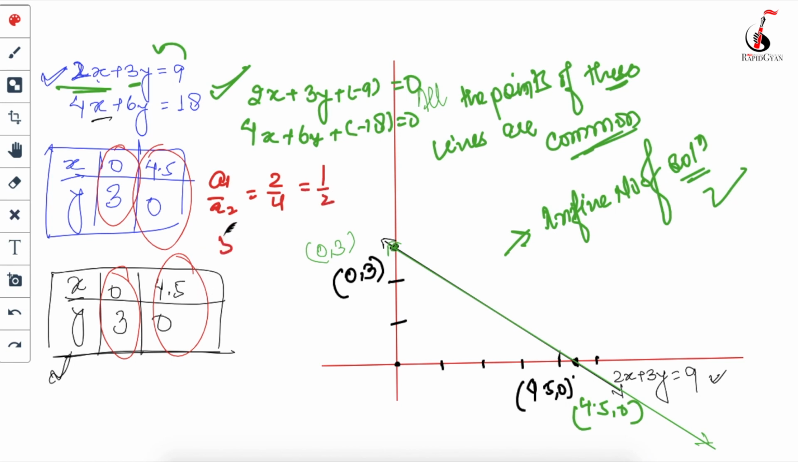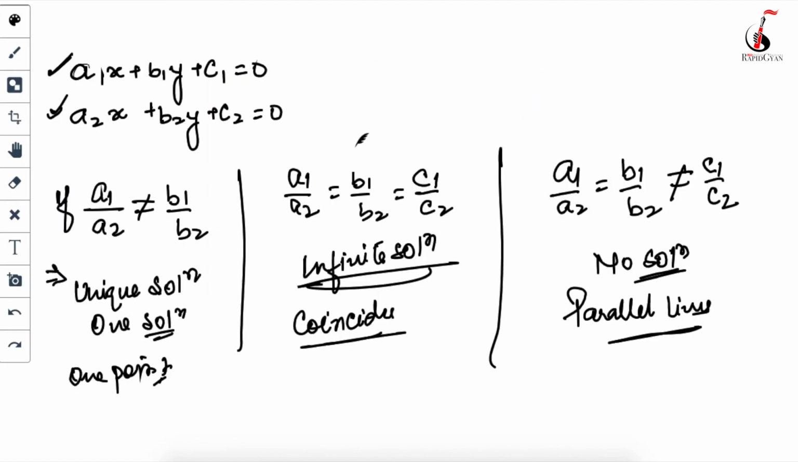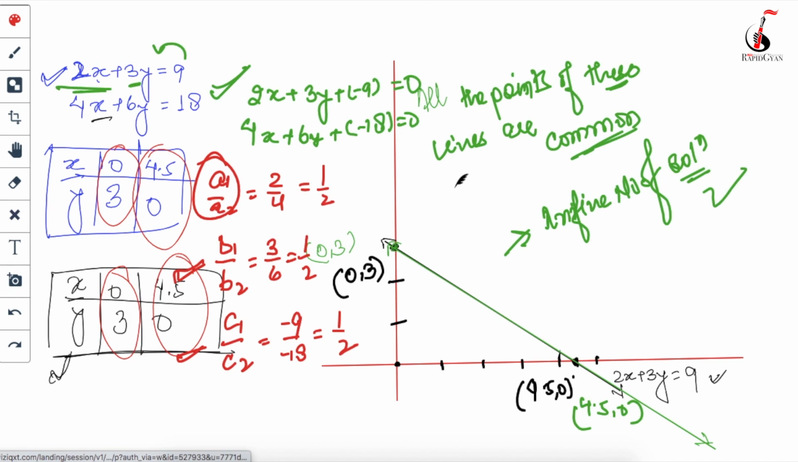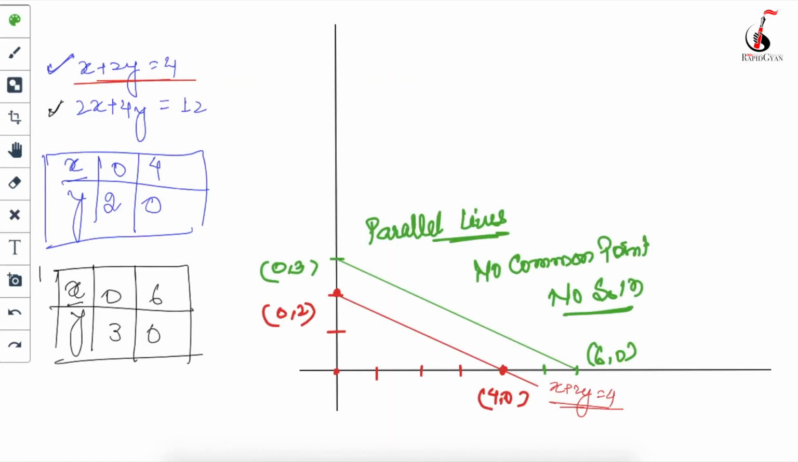Let me find b1 upon b2. So b1 upon b2 is 3 upon 6, which is again equal to 1 upon 2. And now c1 upon c2 is minus 9 upon minus 18, which is again 1 upon 2. So a1 upon a2 is equal to b1 upon b2 is equal to c1 upon c2. This is the second case: if all the three are equal, the two lines will coincide with each other and we will get an infinite number of solutions. Clear, guys?